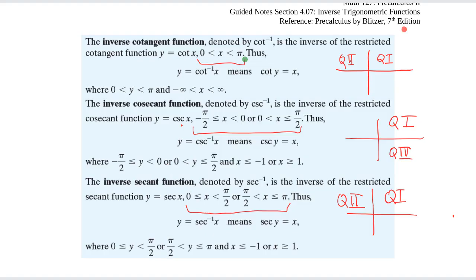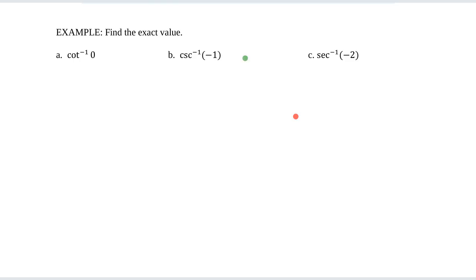Here I have emphasized the restricted intervals, the principal intervals. For the inverse cotangent, remember, it's from 0 to pi, which is in quadrant 1 and quadrant 2. For the inverse cosecant, it is located in quadrant 1 and quadrant 4, but remember that the 0 angle is not included. For the inverse secant, it is in quadrant 1 and quadrant 2, and you have to remember that pi over 2 is not included. So it's a little different from the previous inverse functions for sine, cosine, and tangent.